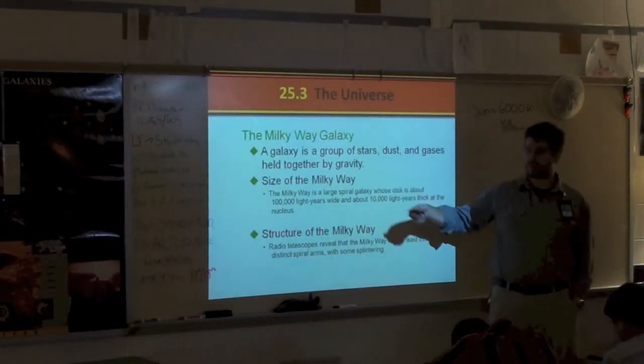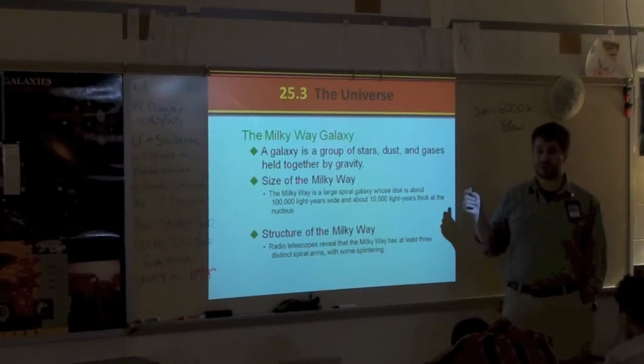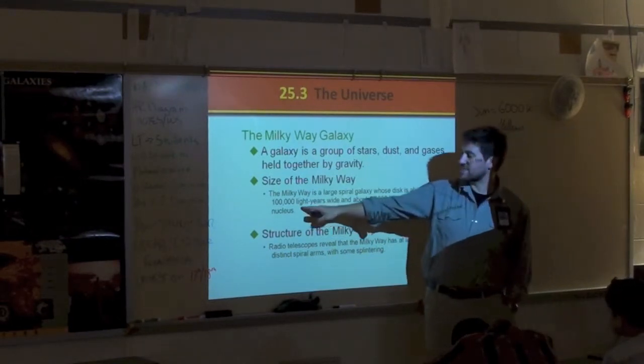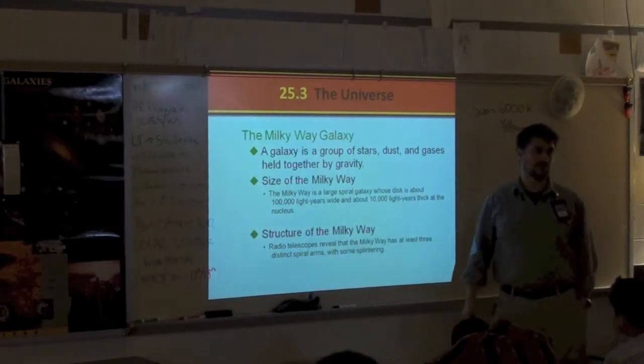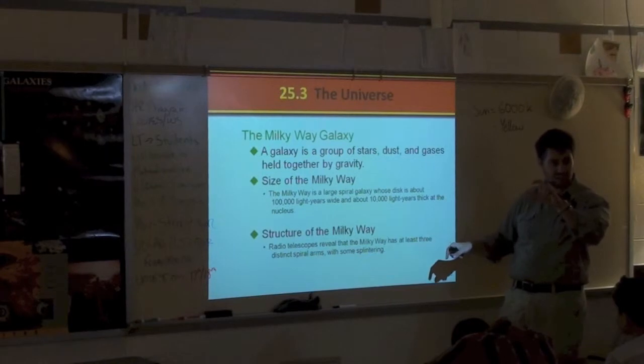Okay, so we have the Milky Way galaxy. Our Milky Way is pretty darn big. It's 100,000 light years long, but it's only about 10,000 light years thick.